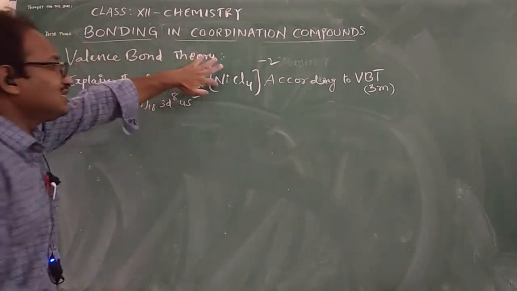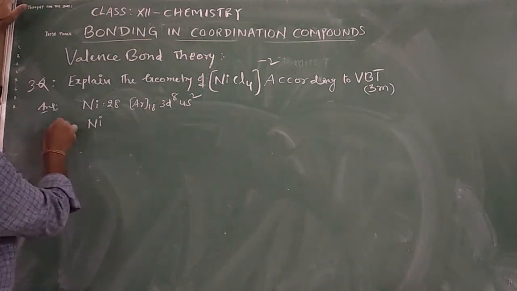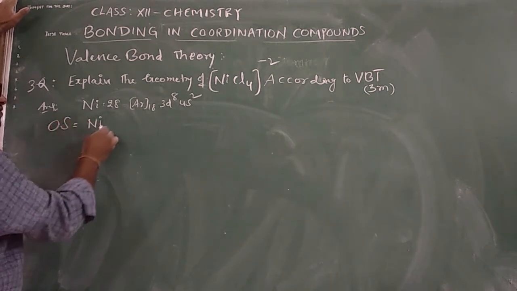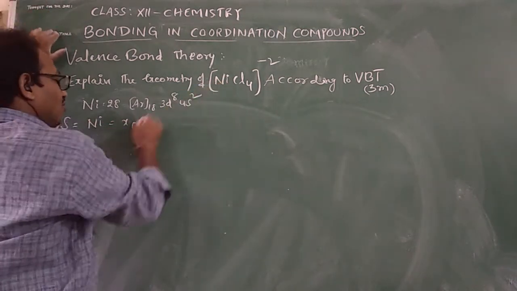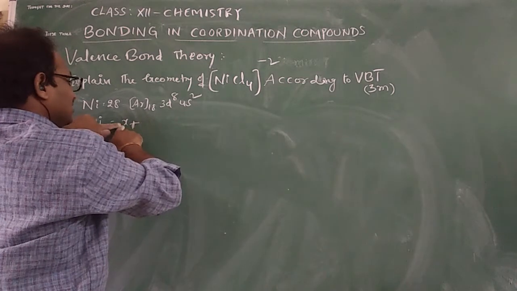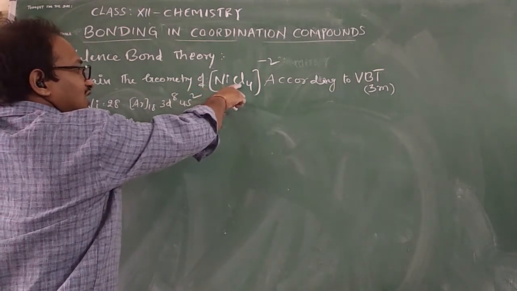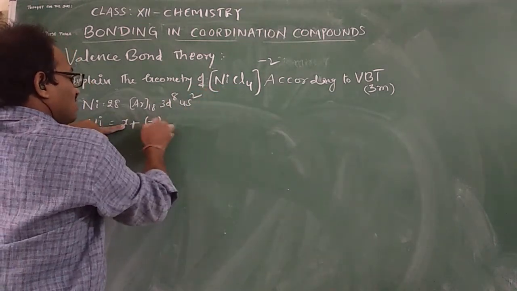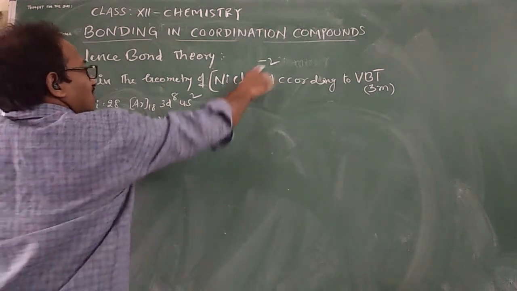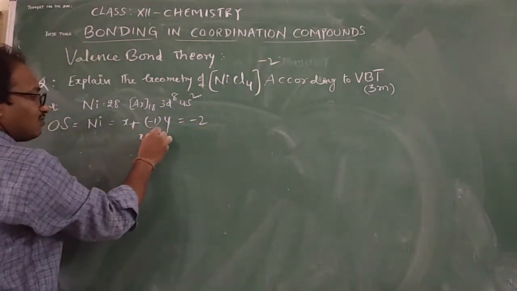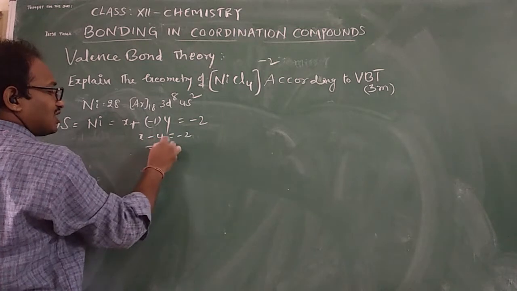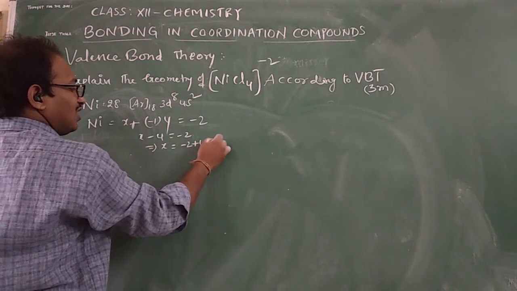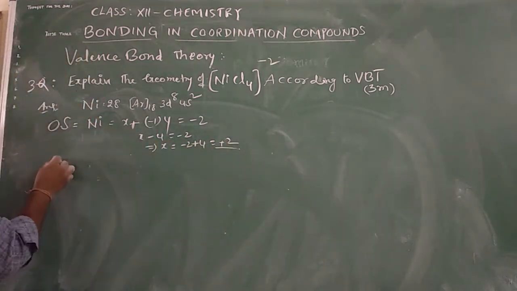And I have to find the oxidation state of nickel. Nickel oxidation state is X, and each chlorine is minus 1, into 4, minus 4. The total charge is minus 2. So X minus 4 equals minus 2. X equals minus 2 plus 4, that equals plus 2. So the nickel oxidation state is plus 2.